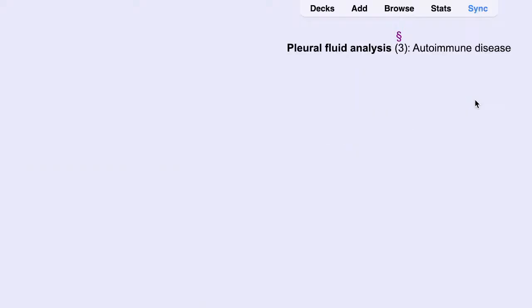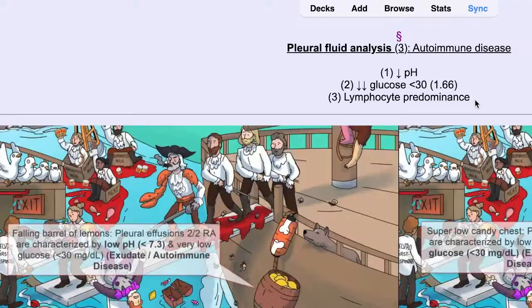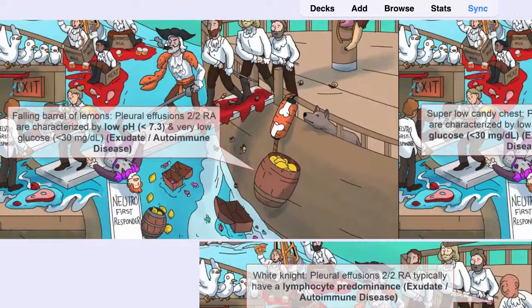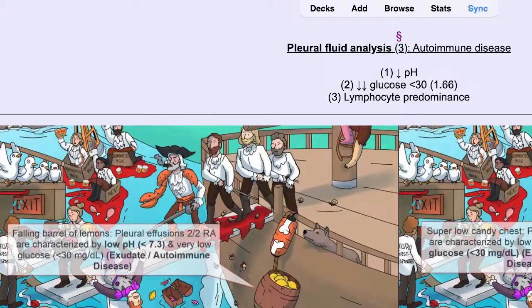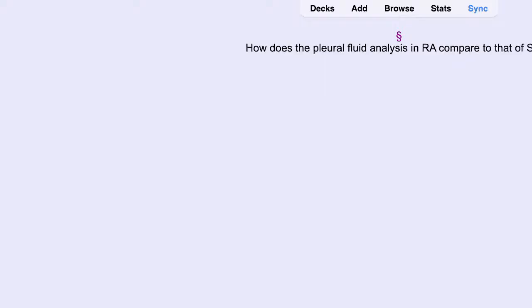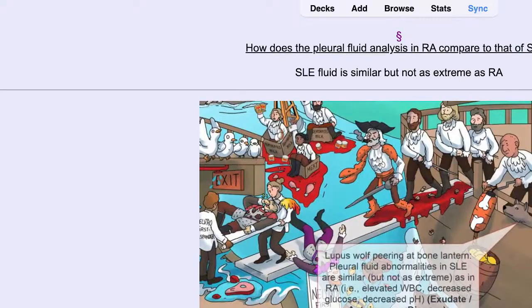So pleural fluid analysis of, let's say, an autoimmune disease. What are you looking at? When they mean autoimmune, they mean rheumatoid, SLE. So pH is decreased. Glucose is falling. Lymphocyte predominance, again. That's cool. Pleural fluid analysis in rheumatoid arthritis compared to SLE: it's similar but not as extreme. Well, whatever, we can't really do that.